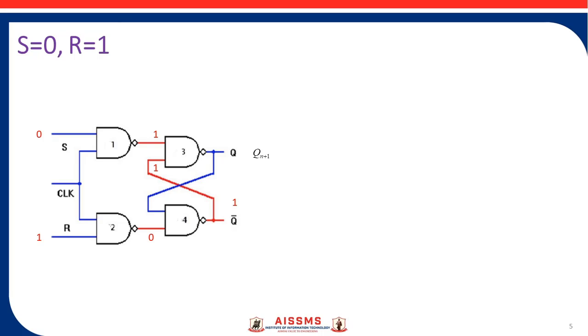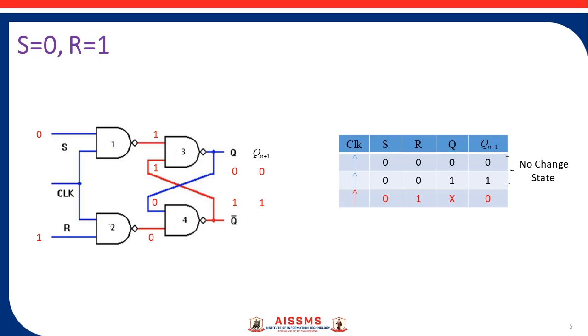So 1 is given to the input of the third NAND gate. The output of the third NAND gate will be 0 because we are providing 1 as an input. This 0 is given to the input of the fourth NAND gate. The output of the fourth NAND gate will be 1. Again, if you provide 1 to the input of the third NAND gate, then the next state will be 0. Means every time Qn plus 1 is 0. So whatever value of Q we put, Qn plus 1 is always 0. That's why this state is called the reset state.